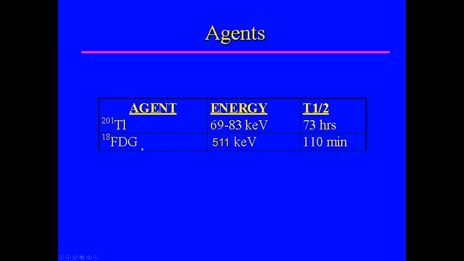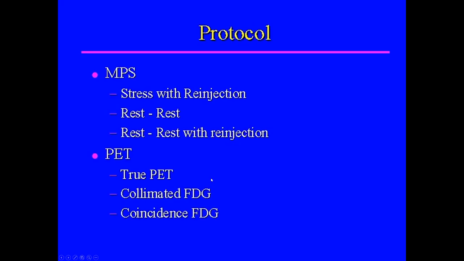The agents talked about, again, thallium has a relatively long half-life. It's a SPECT agent, and FDG PET, F18, has a much shorter half-life and is on the PET side. And both can be used for viability depending on what equipment is available in the nuclear lab. And there are various different protocols.